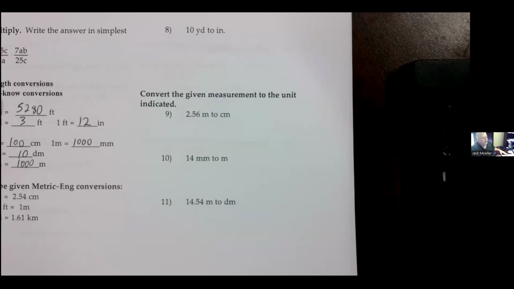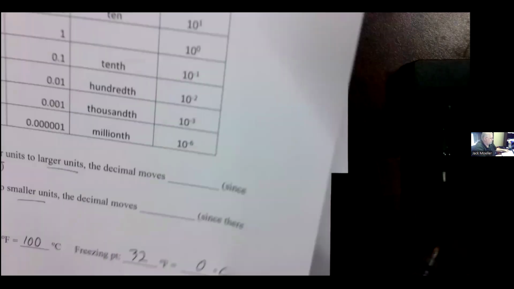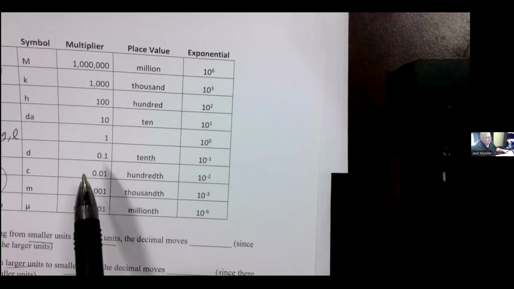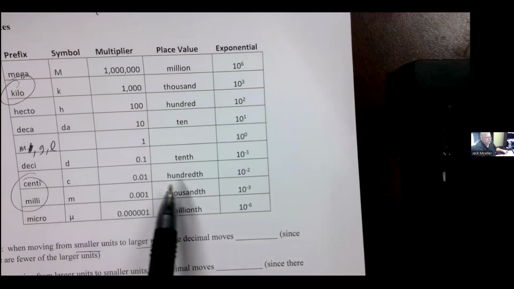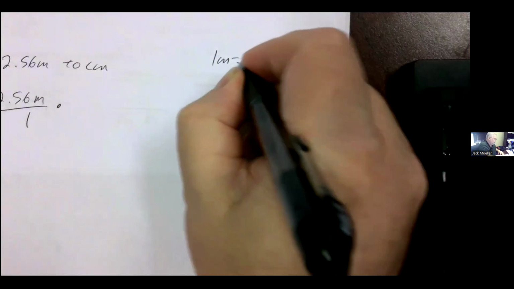So what are some other problems? Let's do some metric. So 2.56 meters to centimeters. Okay, so we're starting with 2.56 meters. What do we know about meters to centimeters? Depending on what you remember or don't remember, having this chart is handy again. Centi is 1/100th of a meter. That means 1 meter is 100 centimeters.